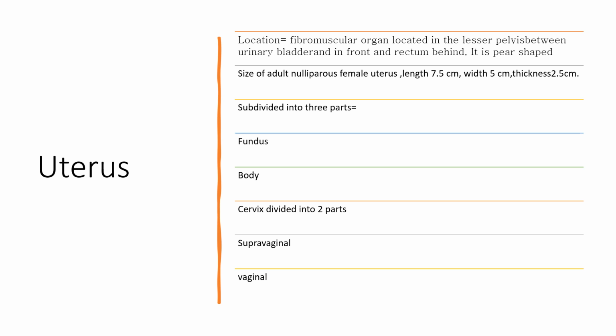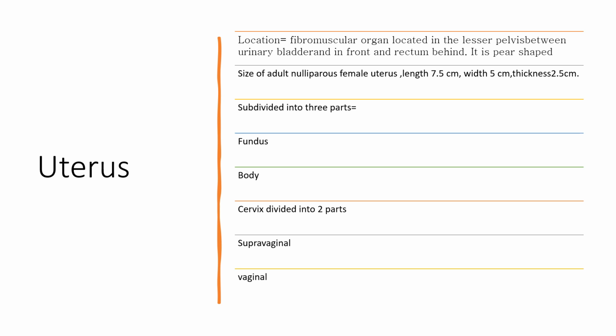It is a fibromuscular organ located in the lesser pelvis between the urinary bladder in front and the rectum behind. It is pear-shaped. Size of the adult nulliparous female. What is this nulliparous female? Nulliparous female is a female who hasn't gone into parturition. Parturition is basically a process in which the baby is delivered. So that is called a nulliparous female.